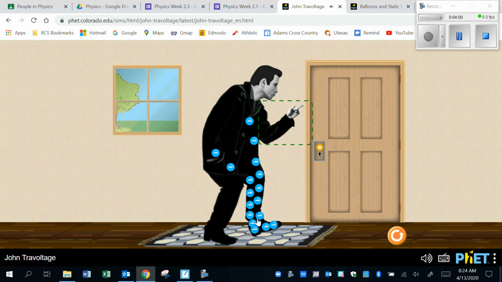Question number two says, proof of human conductance. Humans are a conductor. Well, I see that because my negatives are easily moved throughout the body. They don't just stay stuck on the foot, they move around. Now, obviously, this is just a simulation. Now, what happens when we bring our hand near the door?